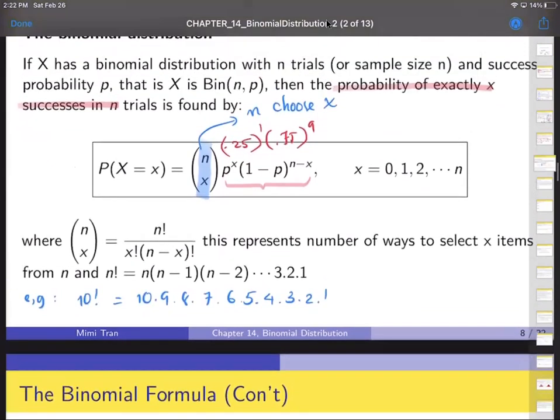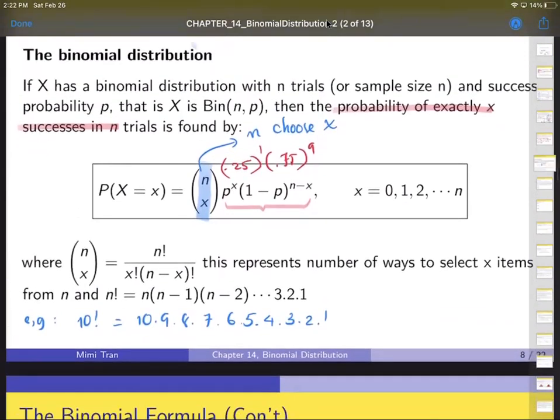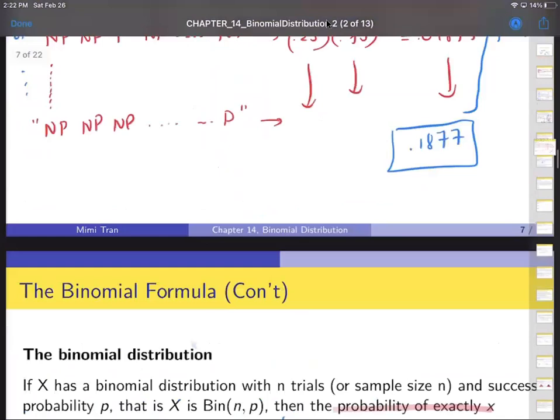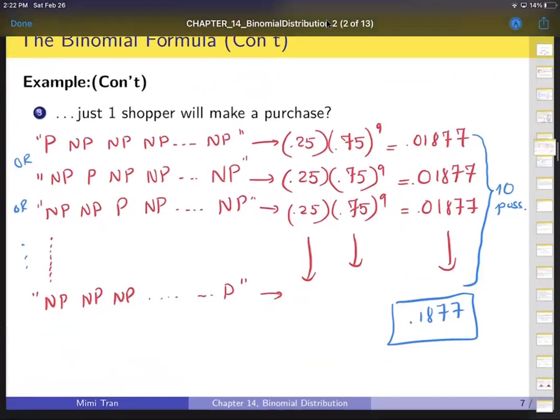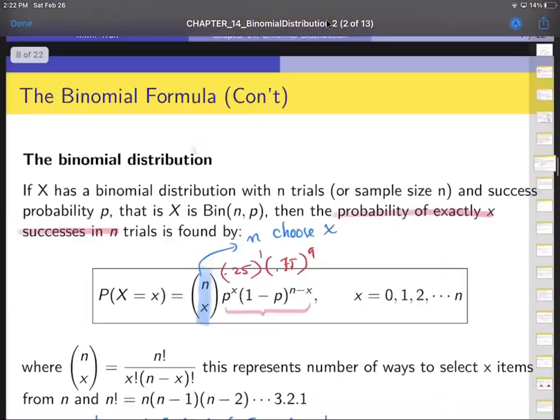Okay, so let's check if we have the same answer as the problem where we did all the counting work instead of using the formula, right? So here the result of just one shopper making a purchase is 0.1877. It's roughly 19%, right? Let's see if we use the formula.